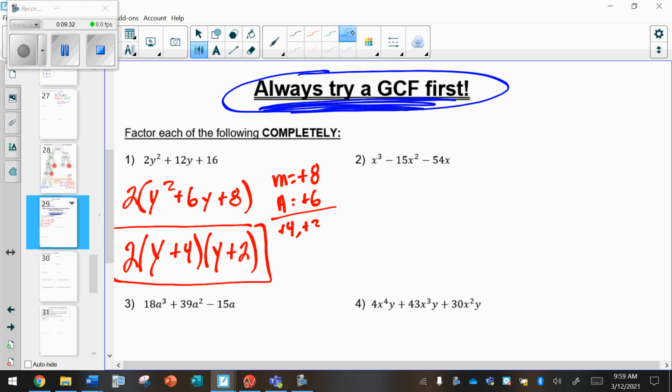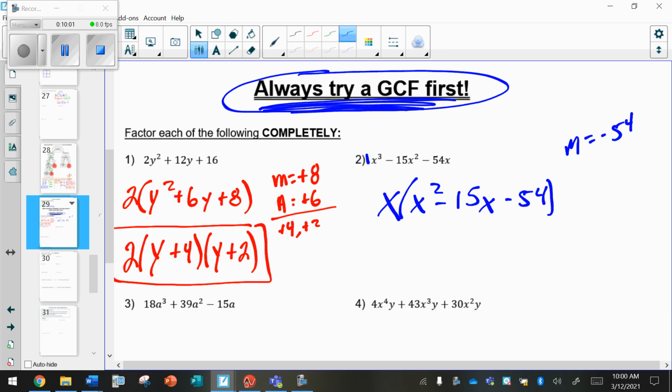Next example, number 2. No common factor with the numbers because it's just 1x to the third, but they all have an x. So take an x away from each one of those terms. Then we do the multiply-add thing. So what two numbers multiply to be negative 54, and the same two numbers are supposed to add up to be negative 15? So check it out on your calculator.